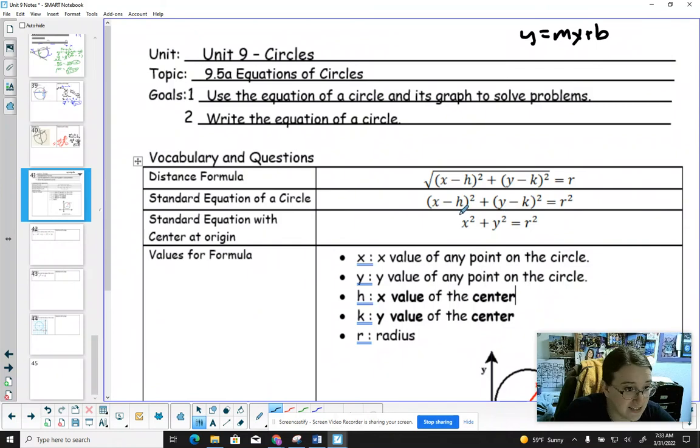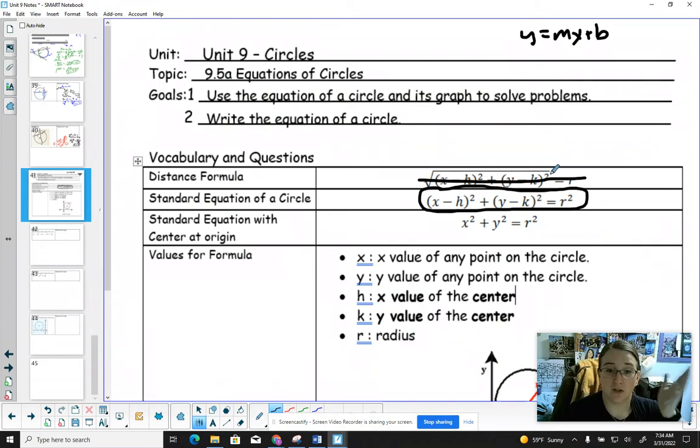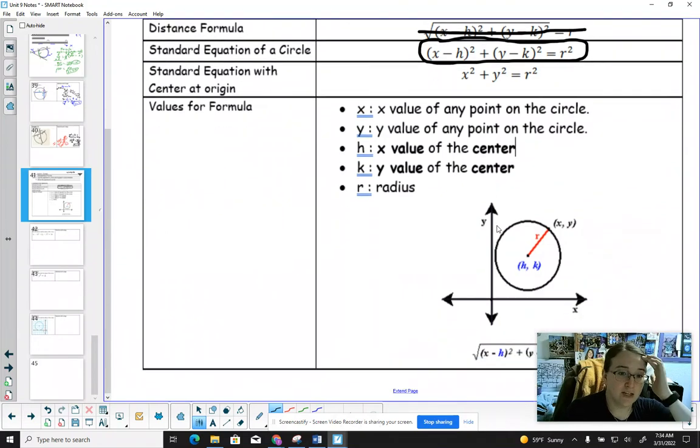So this is the general right here. You guys can circle this one. There's a distance formula there. We don't need that one really. You can ignore the distance formula. We're focusing on the standard equation of a circle. So this is actually, again, in the same way that y equals mx plus b is for a line, this is for a circle. So a couple things we need to point out to you here.